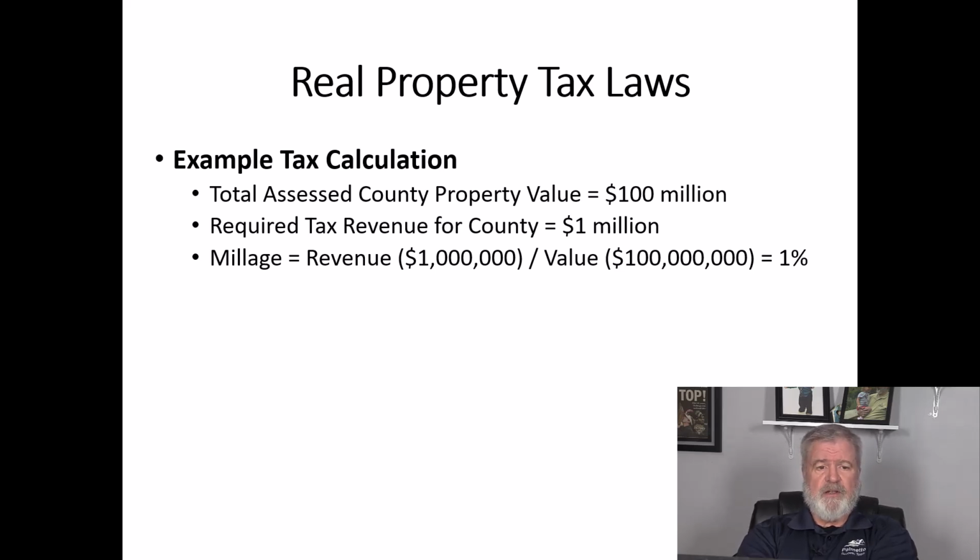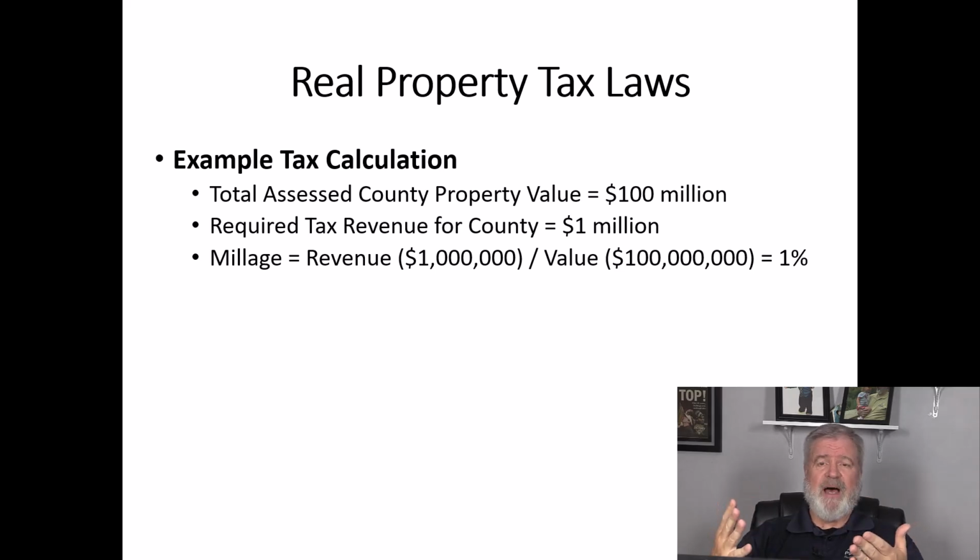So to figure out what that millage or tax rate will be, we take the revenue that we must take in, $1 million, divided by the value, in this case $100 million, so we come up with a tax rate of 1%. So if we assess everybody in the county 1% of their property value, then that will create the $1 million revenue that we need.